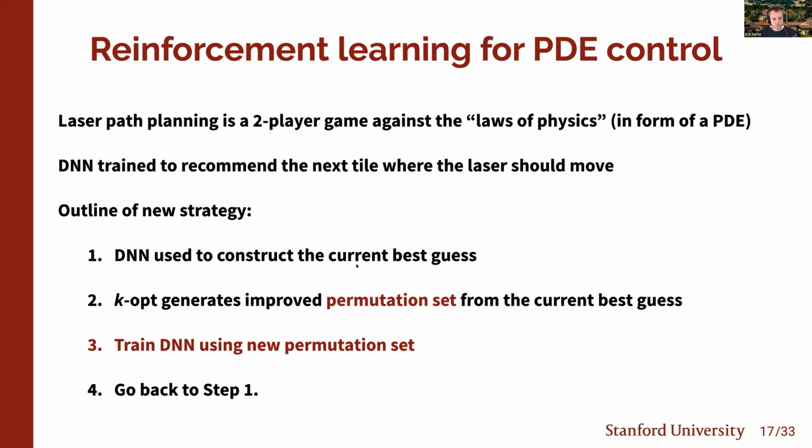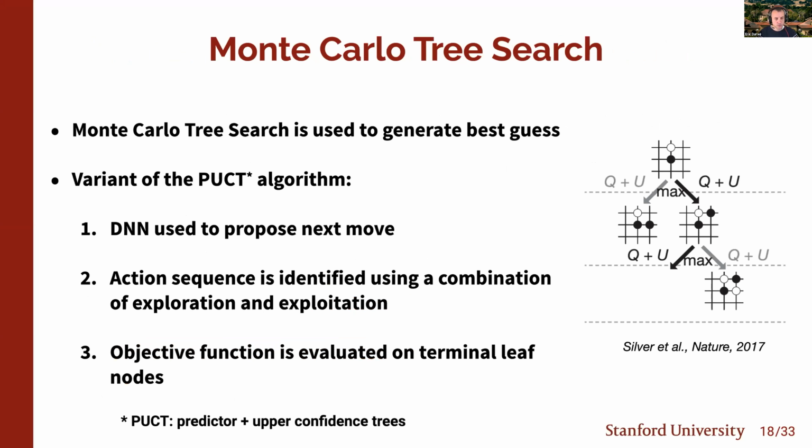And then we extract from this set some of the top permutations, and then we retrain our deep neural networks using this new set. So after that, we now have a deep neural network that is capable of making better predictions, of producing better laser paths. And so now we can go back to step one and regenerate a new current guess, apply K-opt again to generate the training set, and just keep repeating this process. So I'm going to explain the different components of the algorithm.